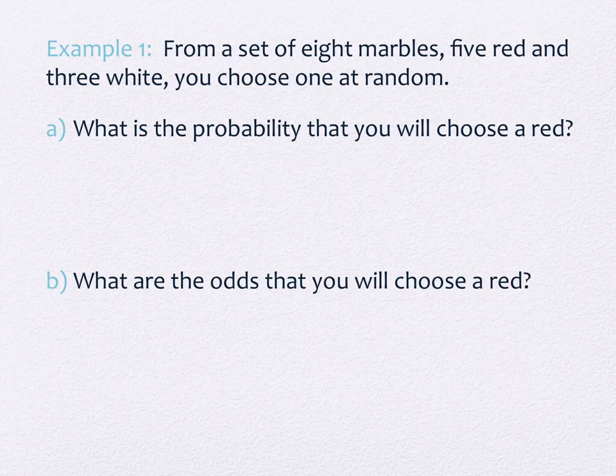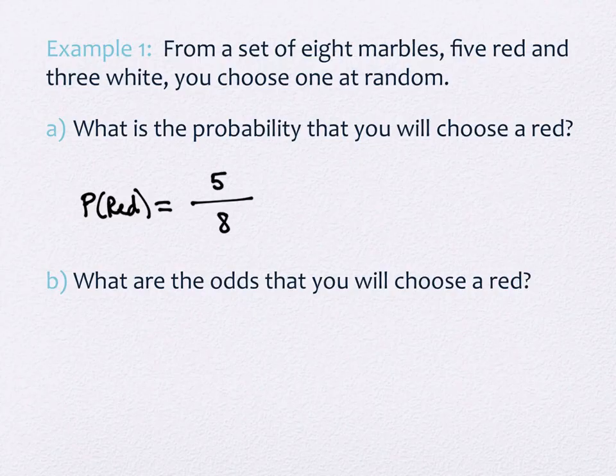So when we take a look at this example, this is a really simple one. We've got 8 marbles. 5 are red, 3 are white. Everybody got a picture of this? We could draw a picture if we wanted to. 5 red, 3 white. We want to know the probability that we will choose a red. So this is stuff from the previous section. What is the probability of choosing red? There are 5 red marbles and 8 marbles total. This is a 5 out of 8 probability.